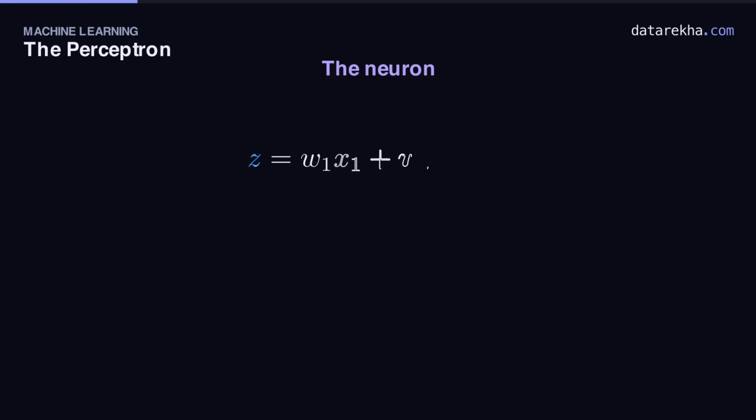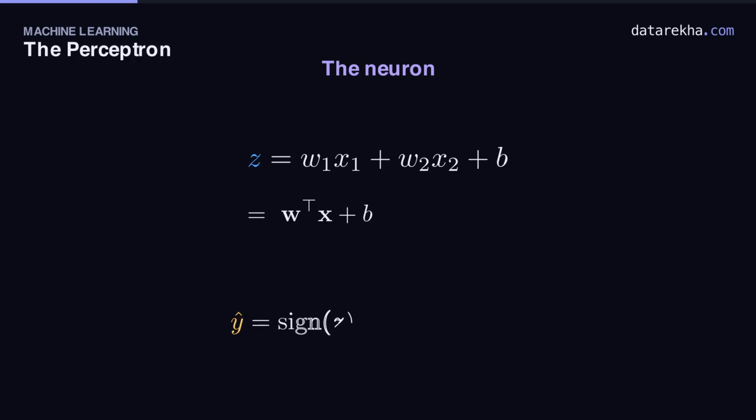Here's the neuron in two small steps. First, it takes your inputs, weights each one, and adds a bias. Weight 1 times input 1 plus weight 2 times input 2 plus b. Call that running total z. The score, written compactly, z is w dot x plus b, the same weighted sum you met in linear regression. So far, nothing new. The magic is in what happens to z next.